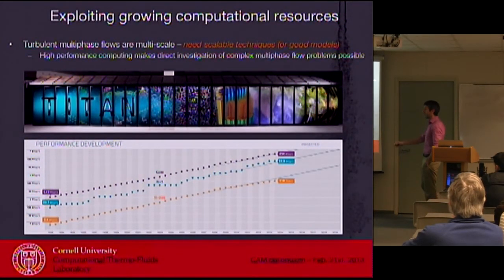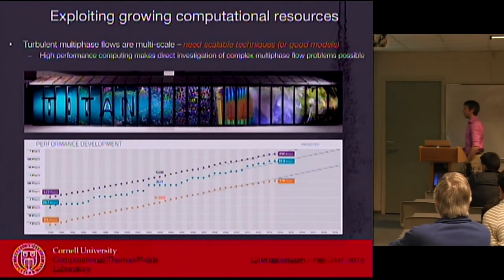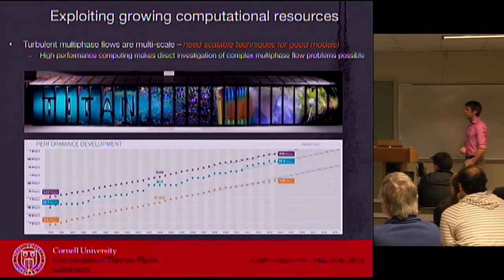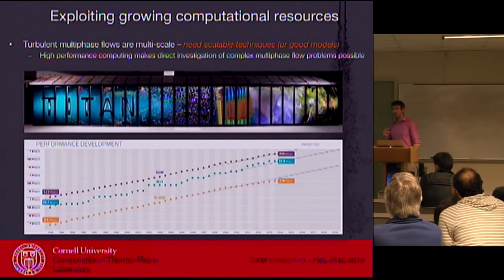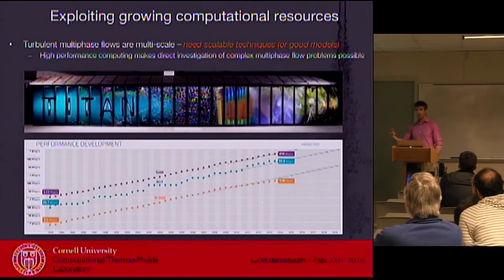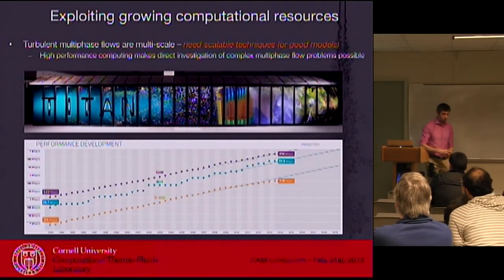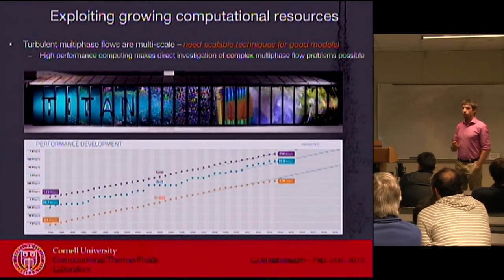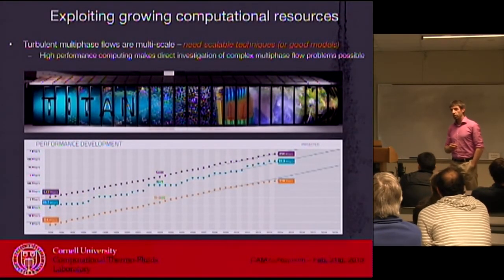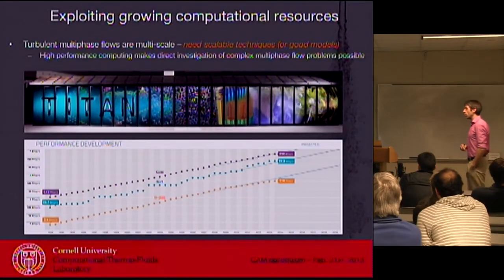The power in terms of flops as a function of time. So you can see we're still sticking to a nice exponential growth here. So we have lots of resources available. So we can pretend to use those resources to attack the problem of turbulent atomization. I think it is at this point easier to do that through simulations than by doing experiments.